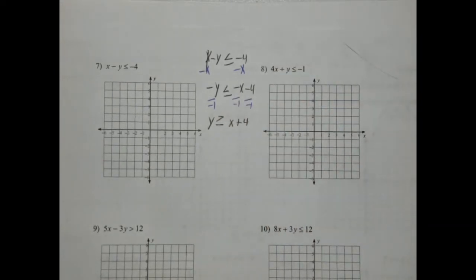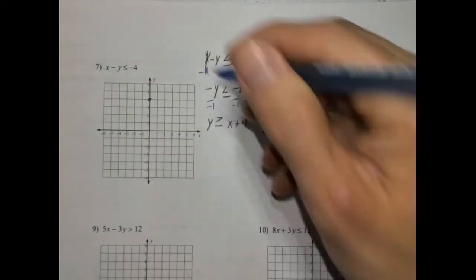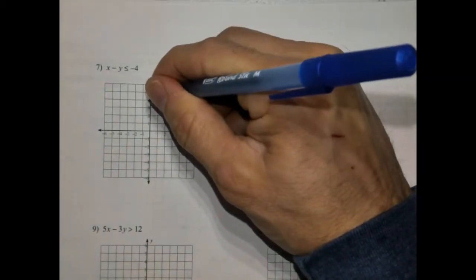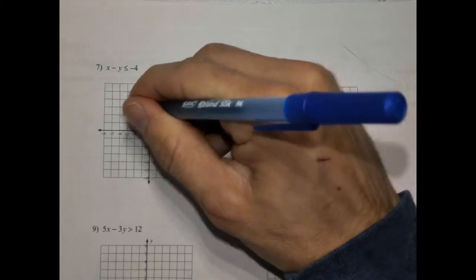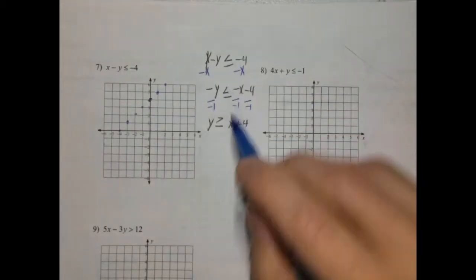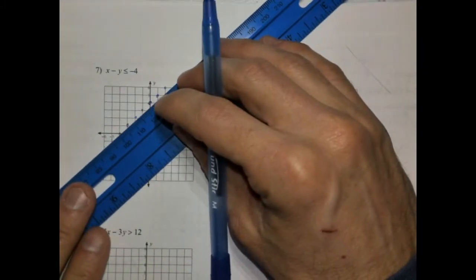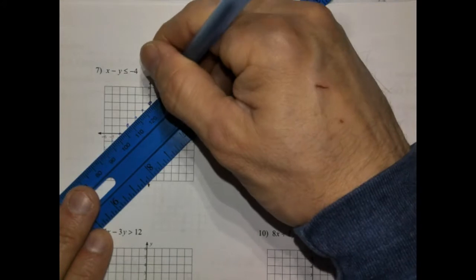So now we graph that. So if the y-intercept is 4, it's a rate of change of 1, positive, so we're going up and to the left. We'll plot all these points. And it's a solid line because it's inclusive. There we go.